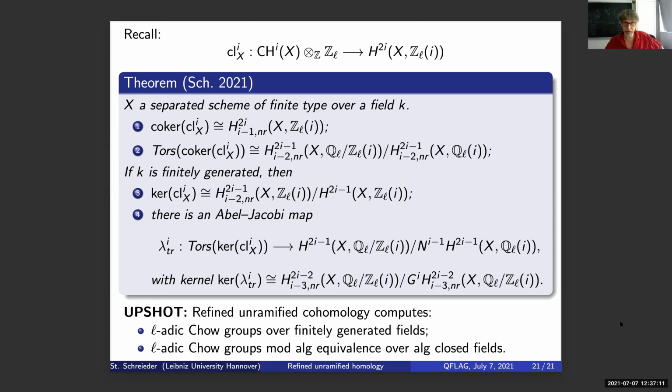Okay, and then there's another nasty question: is there any hope to use this machinery to prove that some Chow groups are finitely generated over a field finitely generated over the prime field? I don't think so. But yeah.